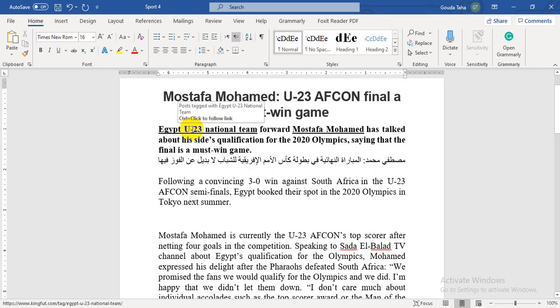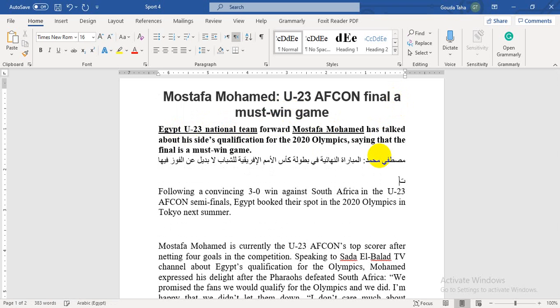So here Egypt U23 national team forward Mustafa Muhammad has talked. تحدث, the verb again, find out the verb and start your sentence.